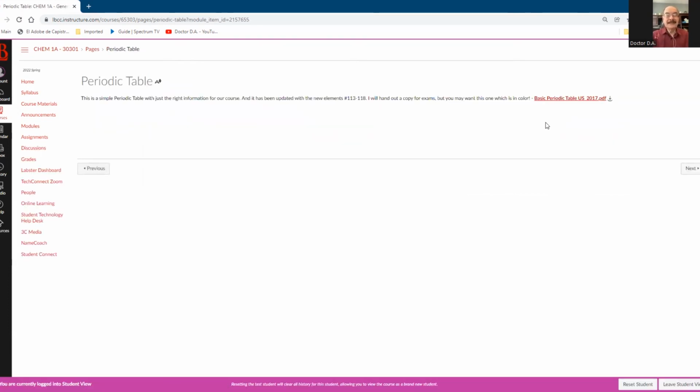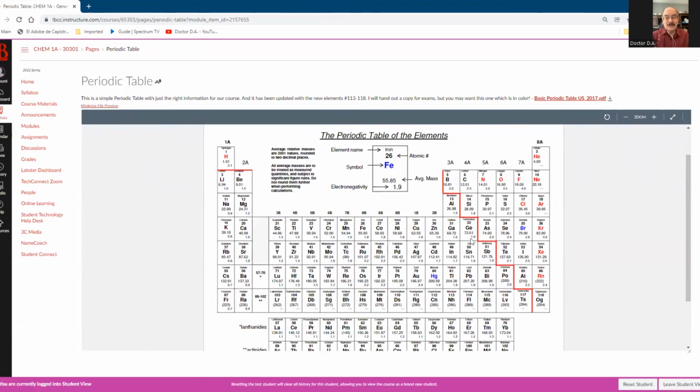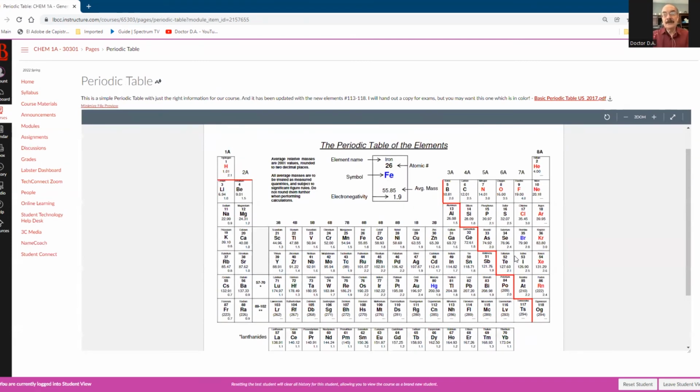Periodic table. Oh yeah, I'm going to hand out a copy of it to you during one of our in-person sessions. But I recommend you download this one. It's in color, and you can see that this is the one that we're going to be using in class. It has just the right information. It has some of the new elements that were discovered around the turn of the 20th to the 21st century, and we are going to be using this version of the periodic table for our exercises, our demos, and also this is what I'll hand out to you when you take exams.